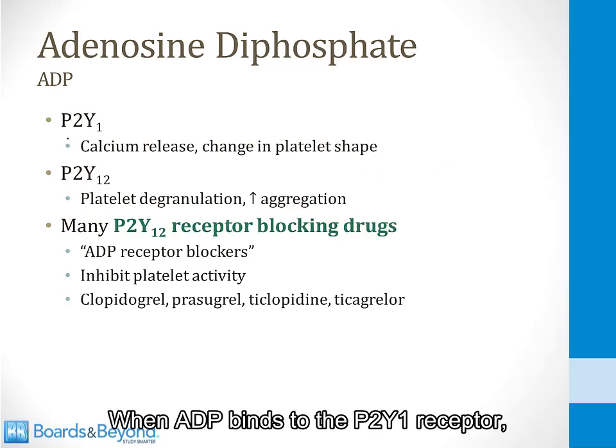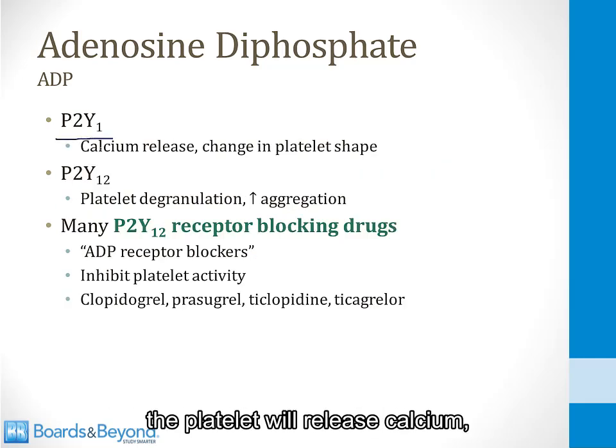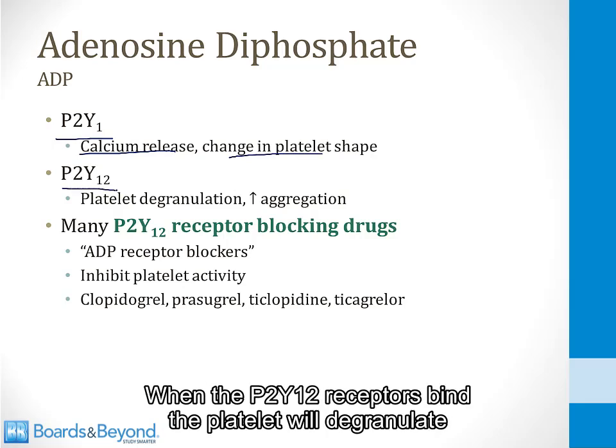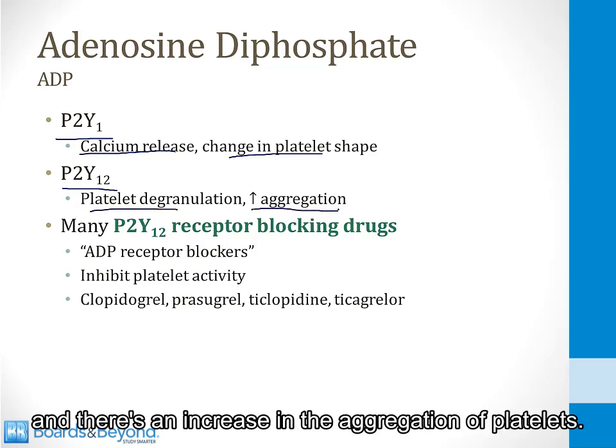When ADP binds to the P2Y1 receptor, the platelet will release calcium. It will also change its shape. When the P2Y12 receptor is bound, the platelet will degranulate and there's an increase in the aggregation of platelets.